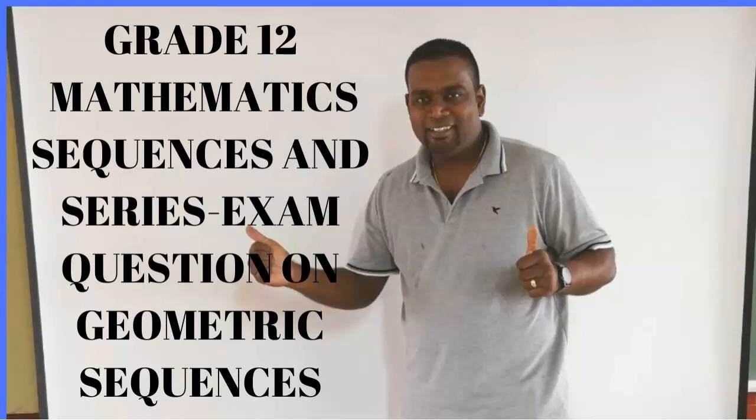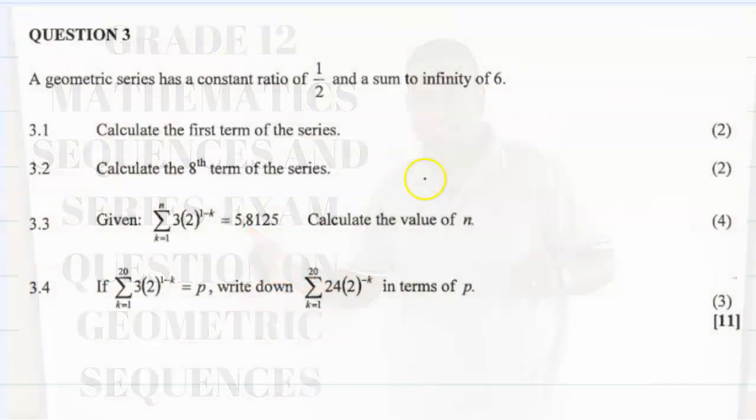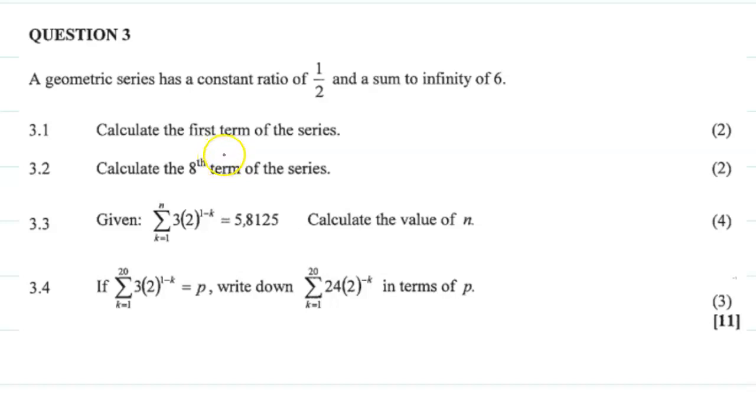Hi guys, in this video we're going to be looking at sequences and series. The question we're looking at came out in, I think, the November 2018 paper. It says a geometric series has a constant ratio of half and a sum to infinity of 6. We are told to calculate the first term of the series.